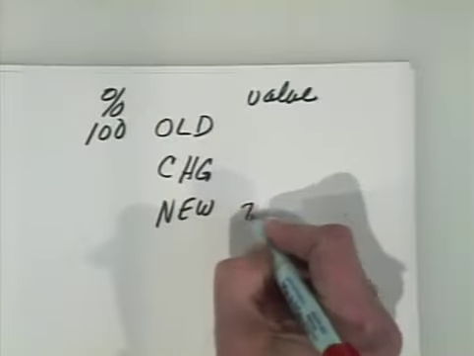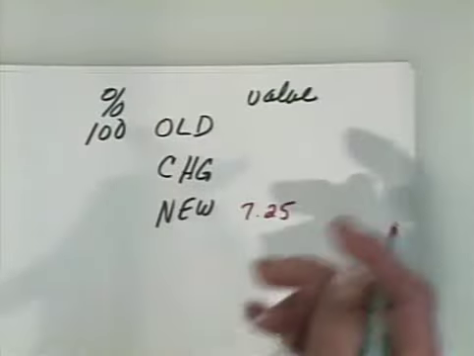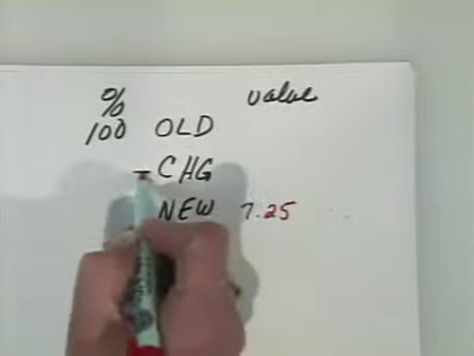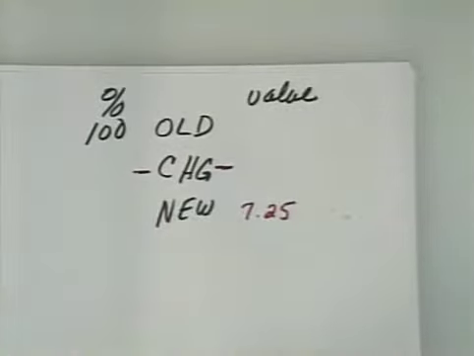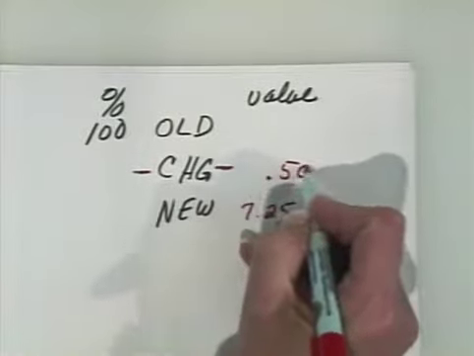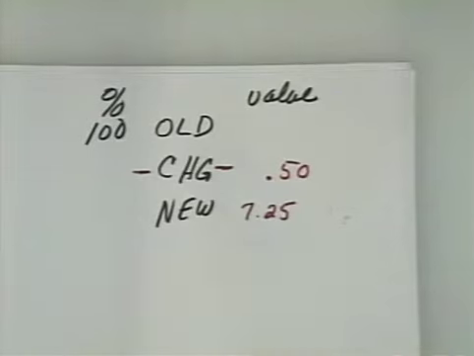So what I'm going to do, I'm going to switch to red, and over here I'm going to put 7.25. So that's my new value. How much did it drop? I know this change was negative. Half a percentage. How would I write a half a percentage so that it would work in here kind of nicely? 0.5. And it goes over here under value. Is that all right?